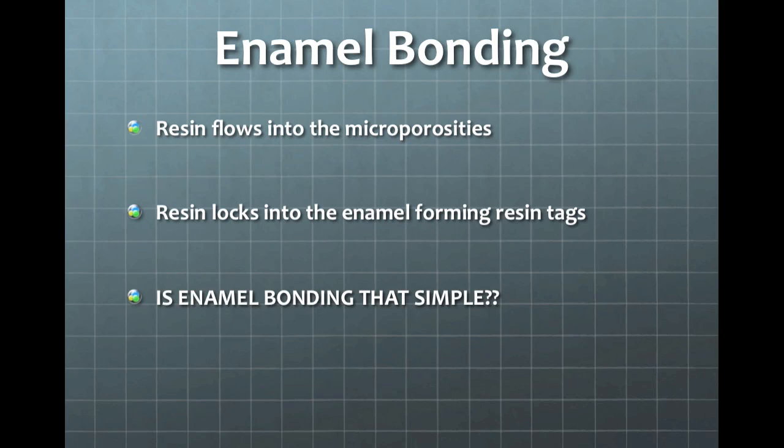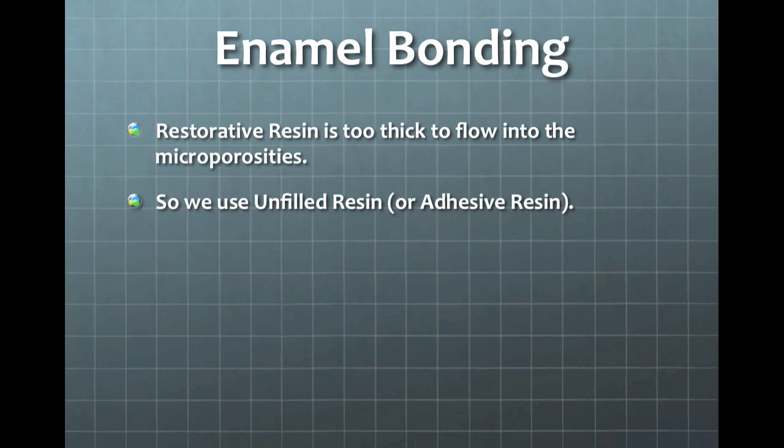Is enamel bonding that simple? Well, actually it is that simple. The only real trick to it is that restorative resin is too thick to flow into the microporosity. So we use unfilled resin, which we sometimes call adhesive resin because it's doing the adhesiveness. So less filler means more flowable.